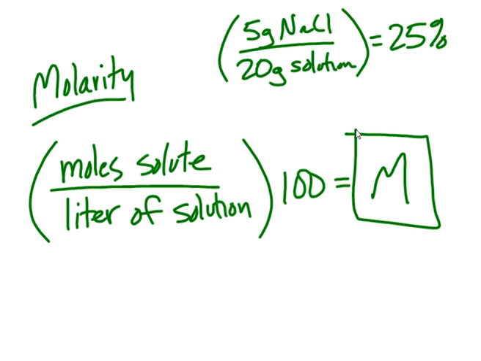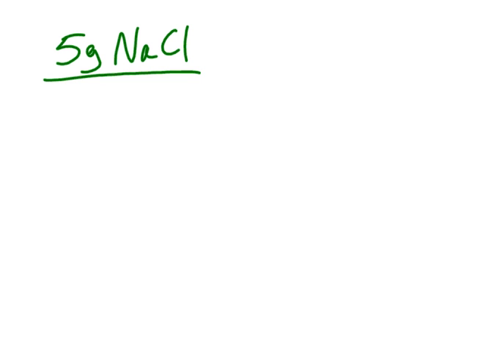So if I was to look at, say, 5 grams of sodium chloride dissolved in 1 liter of solution, meaning within this 1 liter of solution there is 5 grams of sodium chloride, what's the molarity of that solution?